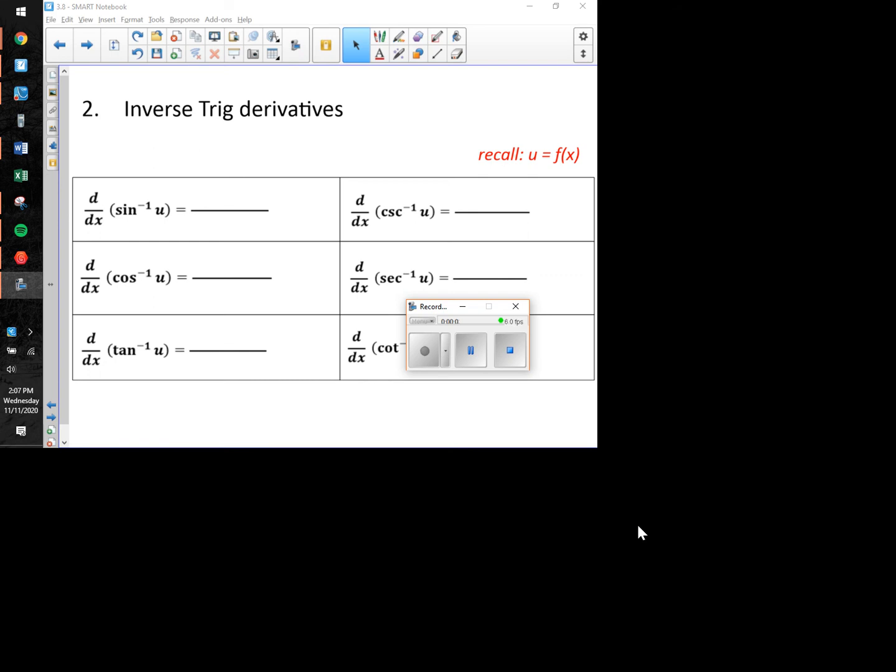Okay, calculus, we're going to pick up now the second part of our 3.8 notes. There might be a third, there might not. We'll see how I'm doing on time here by the end of the day.